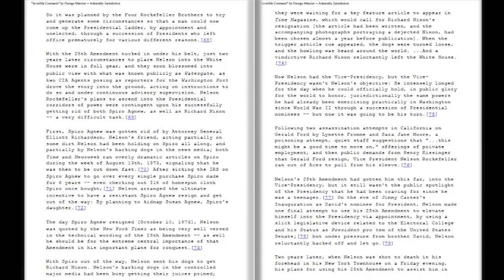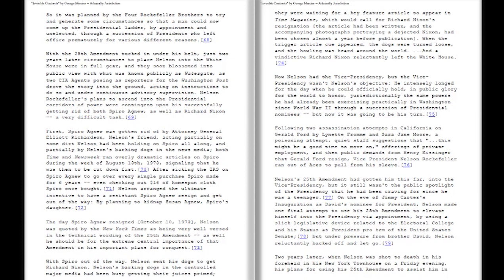74. Now Nelson had the vice presidency, but the vice presidency wasn't Nelson's objective. He intensely longed for the day when he could officially hold, in public glory, for the world to honor, jurisdictionally the same powers he had already been exercising practically in Washington since World War II through a succession of presidential nominees, but now it was going to be his turn. 75. Following 2 assassination attempts in California on Gerald Ford by Lynette Fromme and Sara Jane Moore, a poisoning attempt, quiet staff suggestions that this might be a good time to move on, offerings of private employment, and then public demands from Henry Kissinger that Gerald Ford resign, Vice President Nelson Rockefeller ran out of aces to pull from his sleeve.